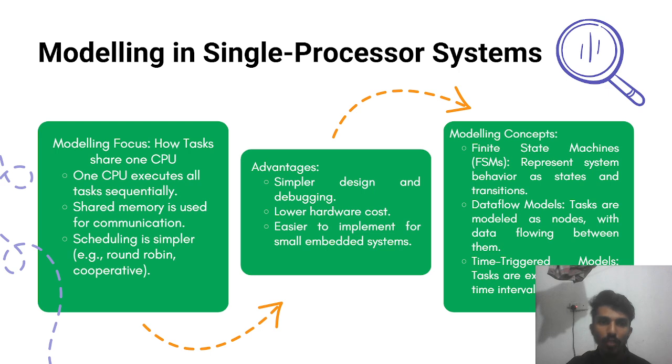Here the modeling focus is on how tasks share one CPU. So there is one CPU and there are many tasks. So we share this one CPU and execute more than one task sequentially. One CPU executes all tasks sequentially. Shared memory is used for communication, and the scheduling used here is simpler, for example, round robin and cooperative. Here are some modeling concepts that we use here, such as finite state machines, data flow models, and time triggered models.